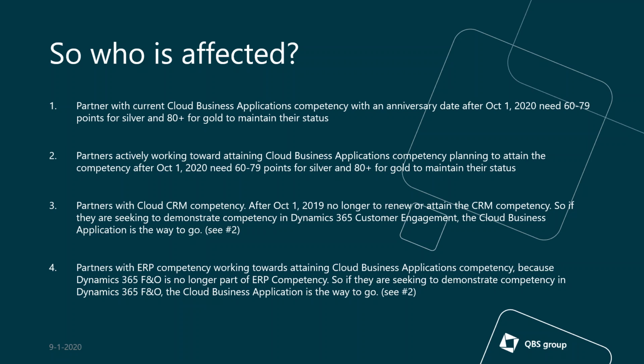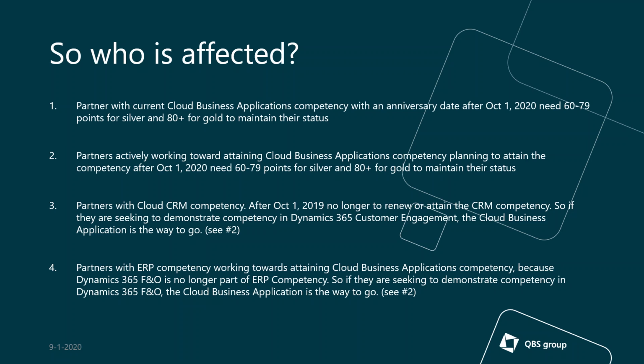Partners who are actively working towards attaining a cloud business application competency, silver or gold, and who are planning to attain the competency after October 1st, they also need to have the new measurement points. And of course, if your anniversary date is before October 1st of 2020, the current rules are applied to you.